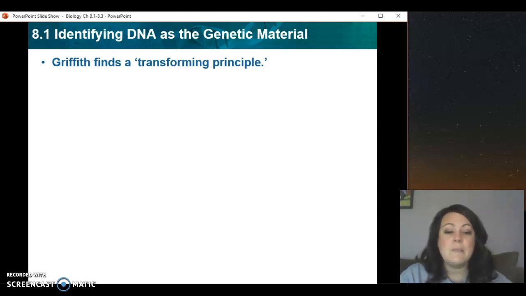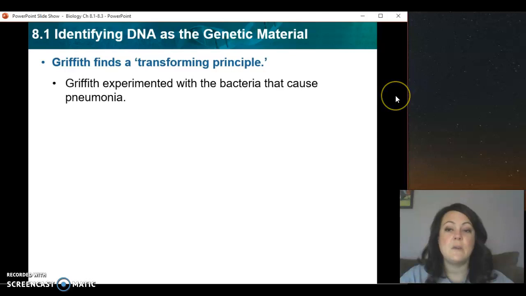The experiment began by using two strains of the Streptococcus pneumoniae bacterium, the S strain and the R strain. The cells of pneumococcus are usually surrounded by a gummy capsule made of a polysaccharide. When grown on the surface of a solid culture medium, the capsule causes colonies to have a glistening, smooth appearance. These cells are called S cells, the S for smooth.